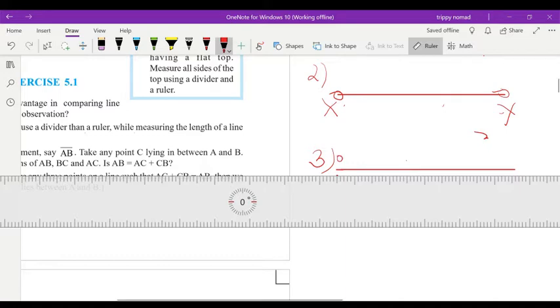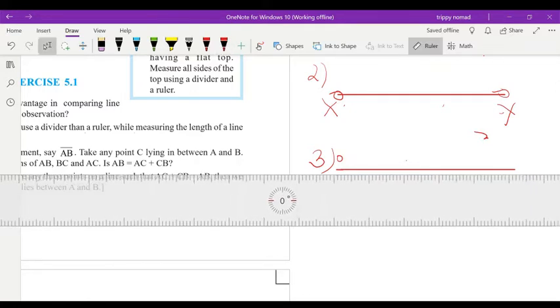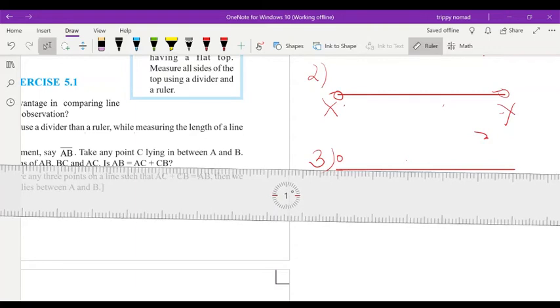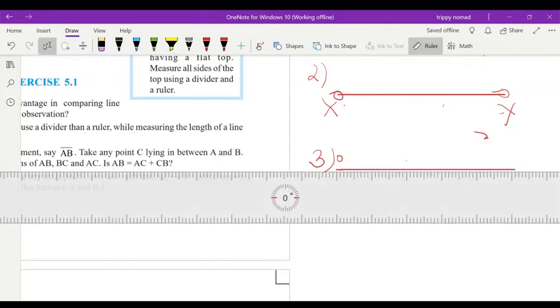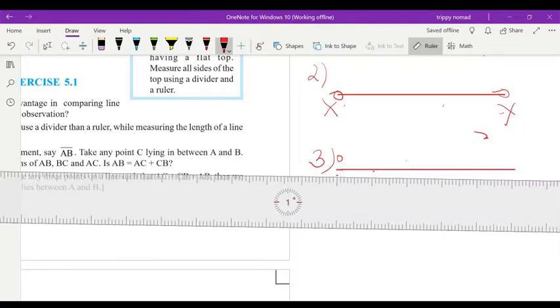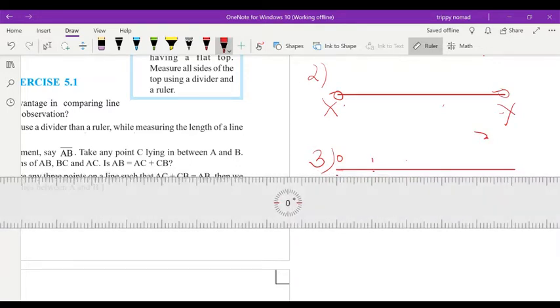And this will be 0, then 1, then 2, here 3, here 4 and this one 5. Children, and the midpoint will come here.